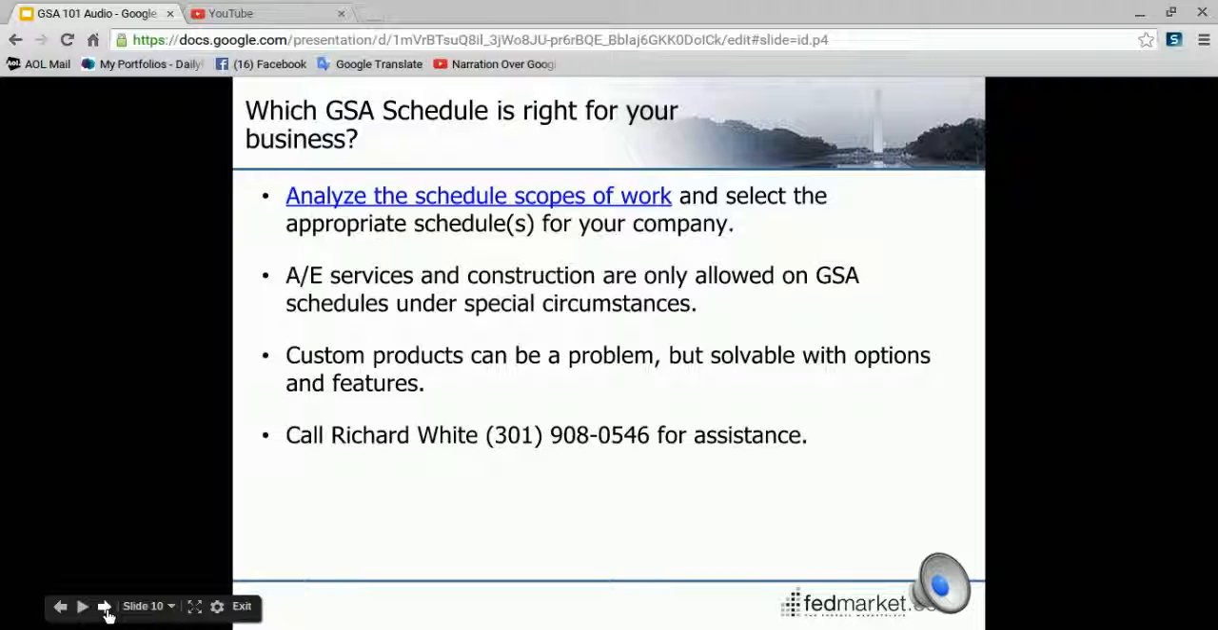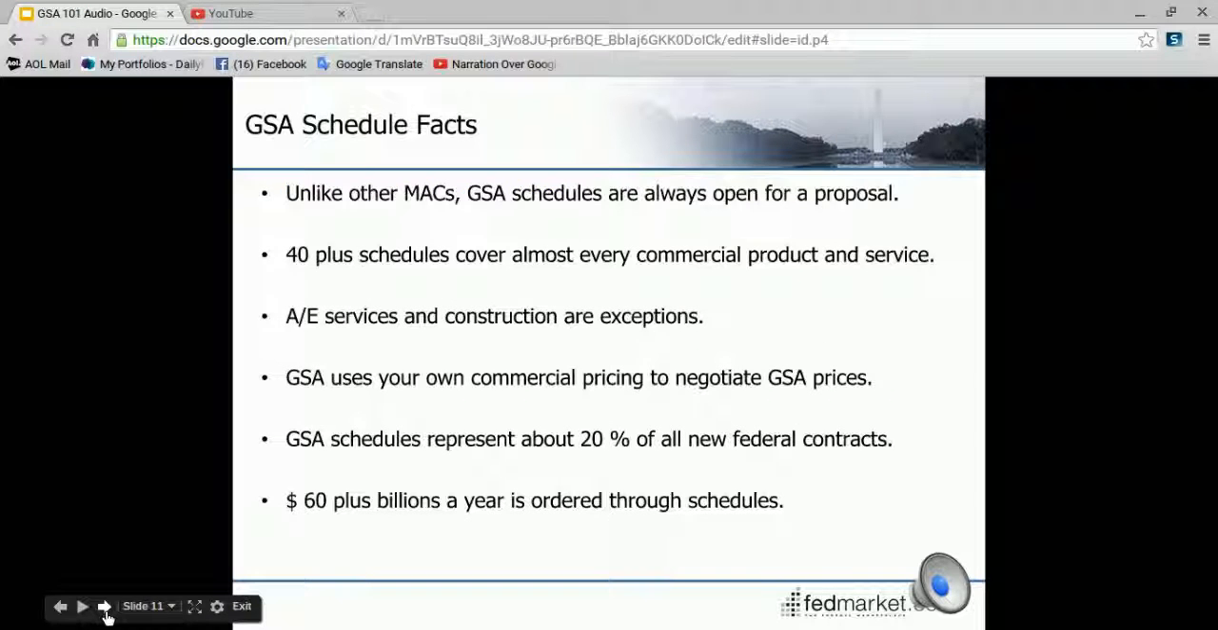Which GSA schedule is right for your business? Analyze the scopes of work under each schedule and select the appropriate schedule for your company. Architecture and engineering services and construction are only allowed on GSA schedules under special circumstances. Custom products can be a problem, but solvable with options and features. This is where the professionals come in. You can call Richard White for assistance with any of your GSA schedule problems.